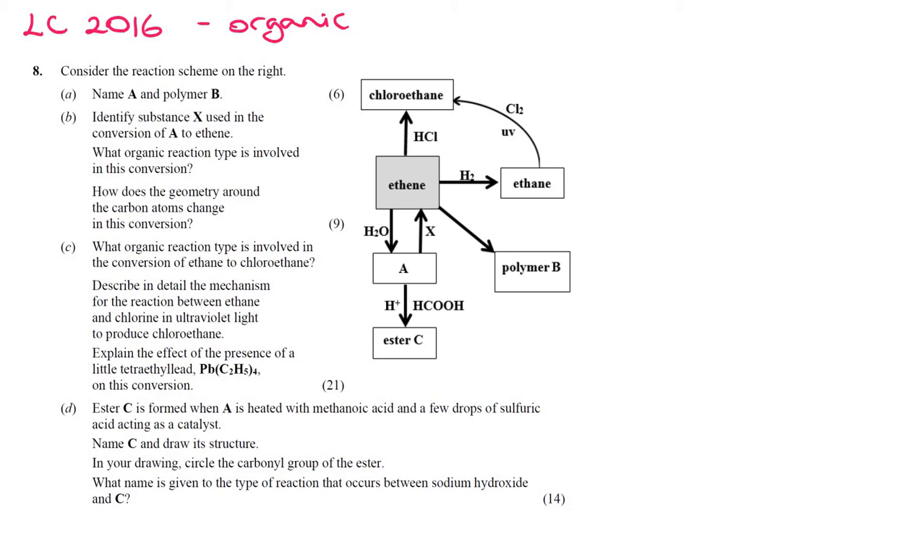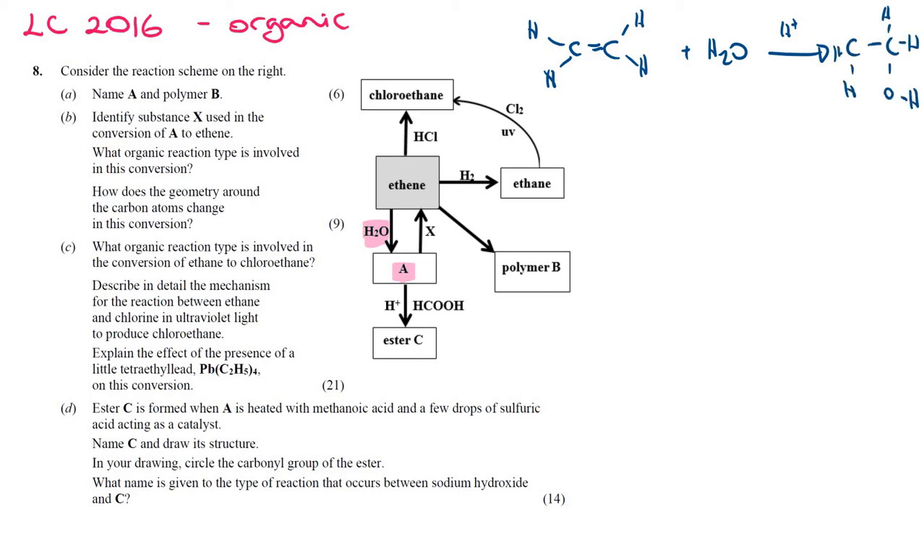Okay, so compound A here has been formed by adding water to ethene. So I'll go through a bit of detail here. Ethene has a structural formula like this, and if I add water to it, I will need an acid catalyst to do that. The product I will form is ethanol. Okay, because that's a hydration reaction or an addition reaction.